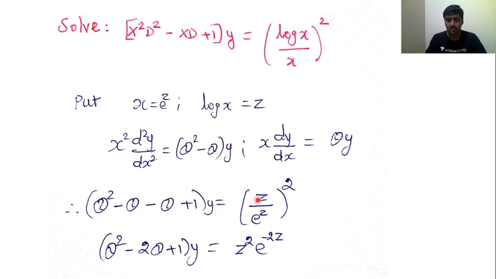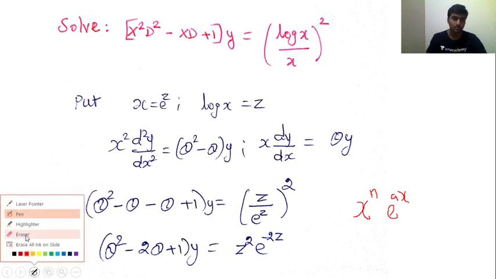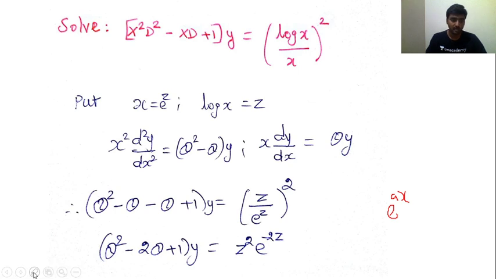Now square this term, z square, then e power 2z. So the e power 2z is taken into the numerator, so e power minus 2z. So as per the discussion, now compare this value with the differential equation that is in the form of x power n into e power ax format. So instead of x, we are using here z in the power. As per this format, we have to decide, e power ax into x power n format.